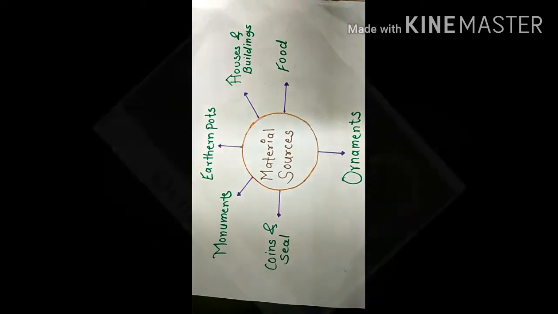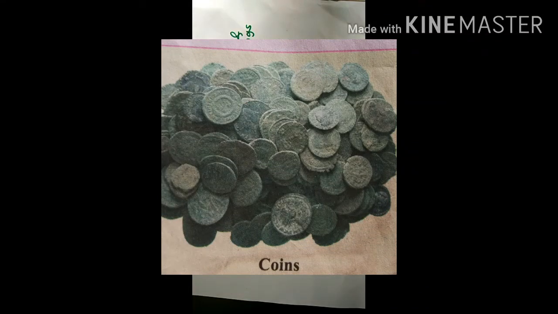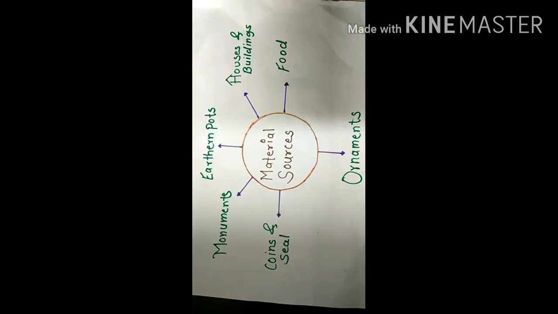Then ornaments. Whichever ornaments were used at that time, such as bangles, necklaces, long pendants, rings, etc. From these we can understand what material they used to make ornaments at that time. Then coins and seals. Coins were made by different rulers or kings. At that time, the coin material was silver, copper, gold, metal, etc. From these coins, we learn about the rulers of that period.